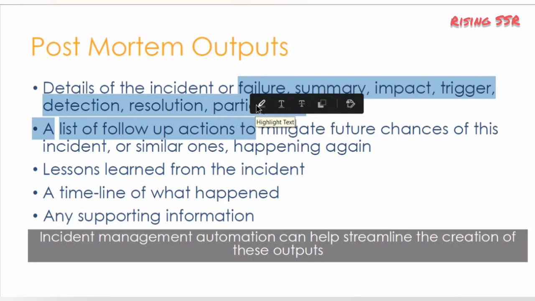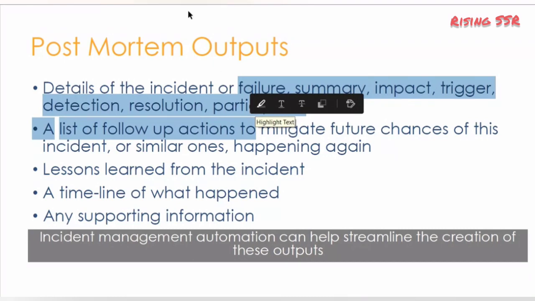So don't get confused thinking that ITIL is different. ITIL is different because it's a different philosophy, but SRE adopts, complements, and supplements a lot of things from DevOps as well as from ITIL or ITSM.